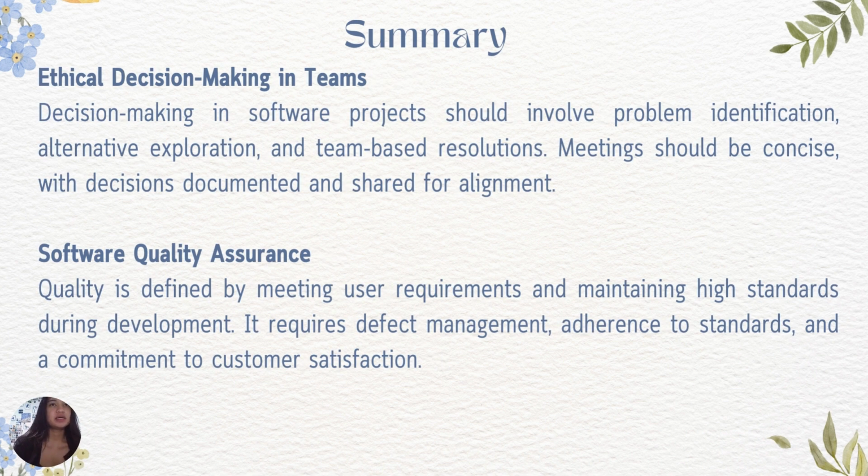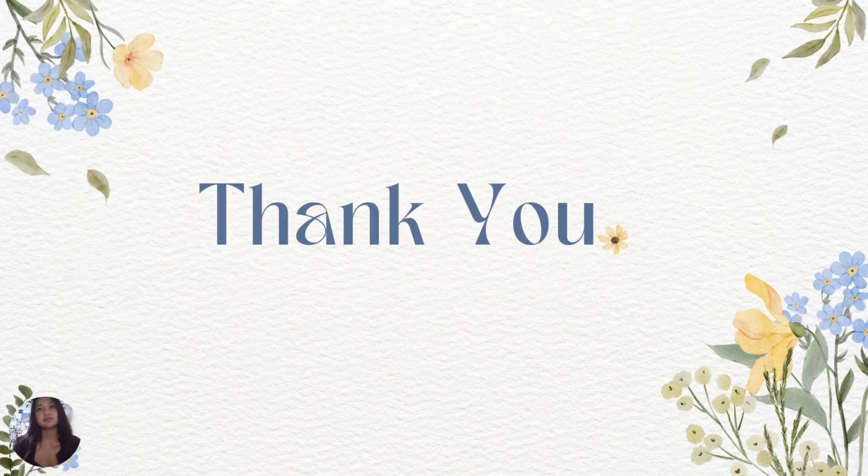Ethical decision making in teams. Decision making in software projects should involve problem identification, alternative exploration, and team-based resolutions. Meetings should be concise, with decisions documented and shared for alignment. Software quality assurance: quality is defined by meeting user requirements and maintaining high standards during development. It requires defect management, adherence to standards, and commitment to customer satisfaction.